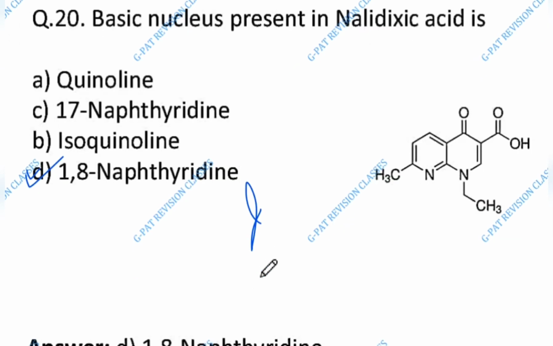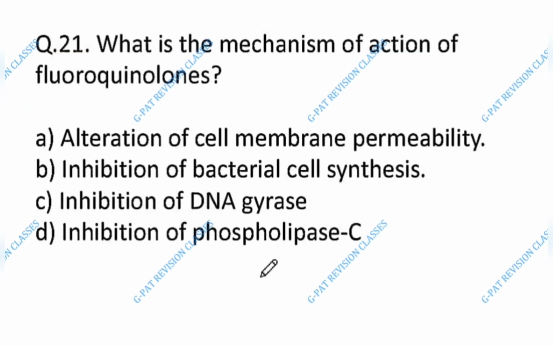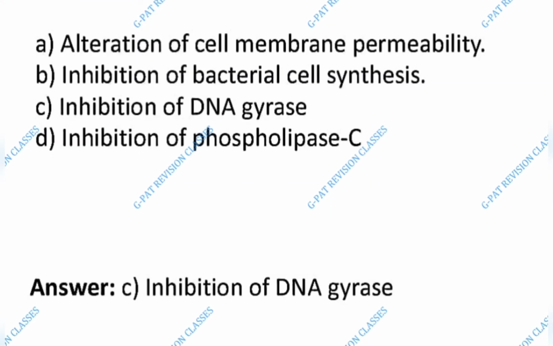Next is question number 21. What is the mechanism of action of fluoroquinolone? The answer is C, inhibition of DNA gyrase.